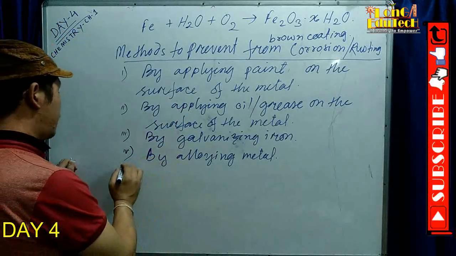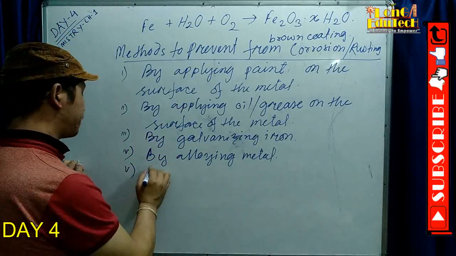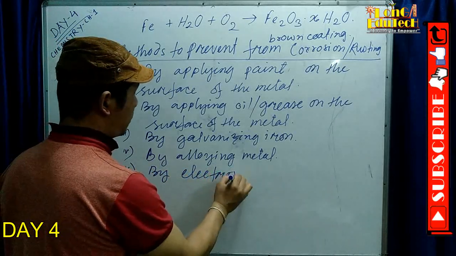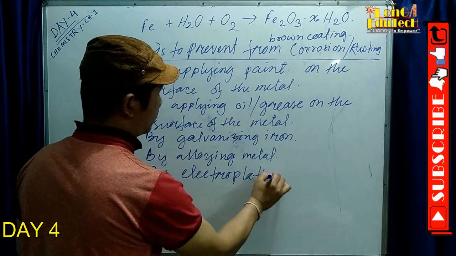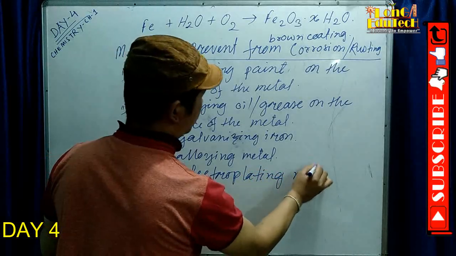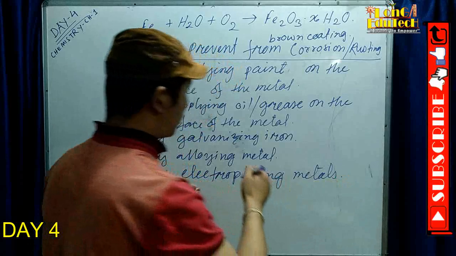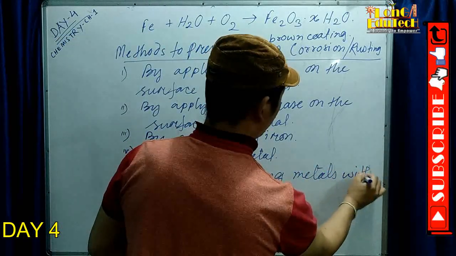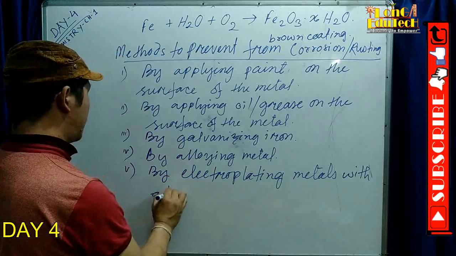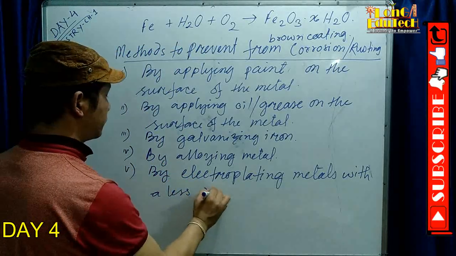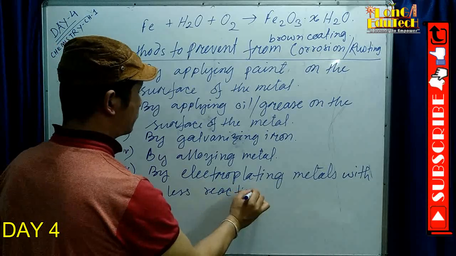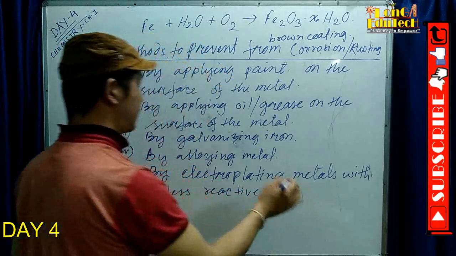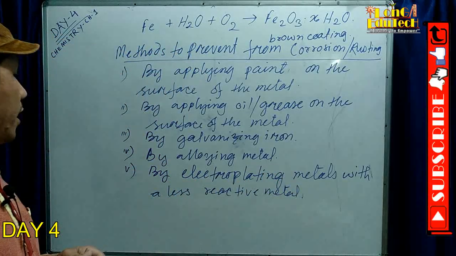And number 5, what we can write: by electroplating metals. How? By electroplating metals with a less reactive metal.